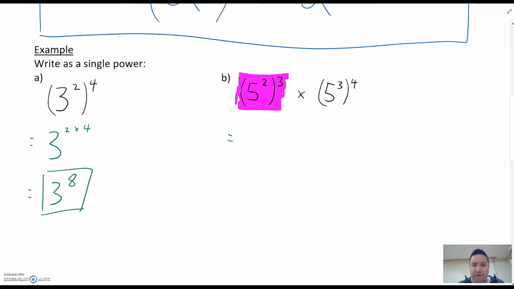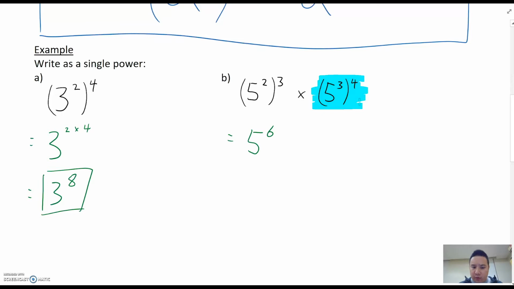This is 5 to the power of 2 to the power of 3. Well, we know how to deal with that. We just multiply the exponent. So let's go ahead and do that first. That's going to be 5 to the power of 2 times 3 is 6. So we do that. Then we go in and take a look at this piece right here. And this is 5 to the power of 3. And the whole thing is to the power of 4.